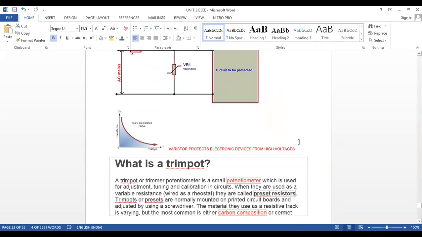The applications we have not written. Remember, all of you, where the varistor is used. Varistor is used in all electronic devices. Only one point you can write: varistor is used in all electronic devices.